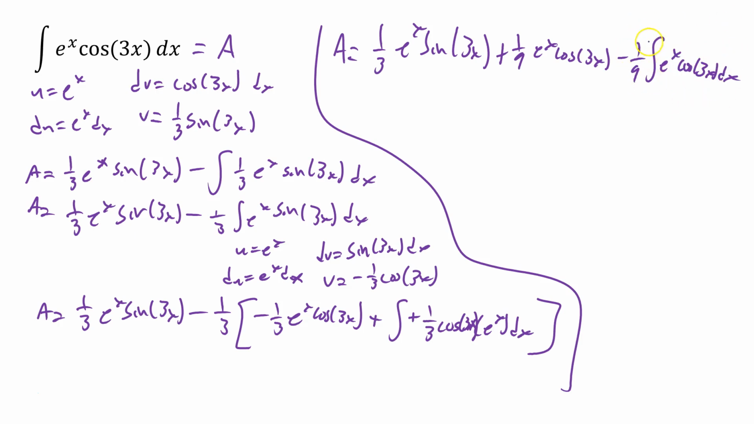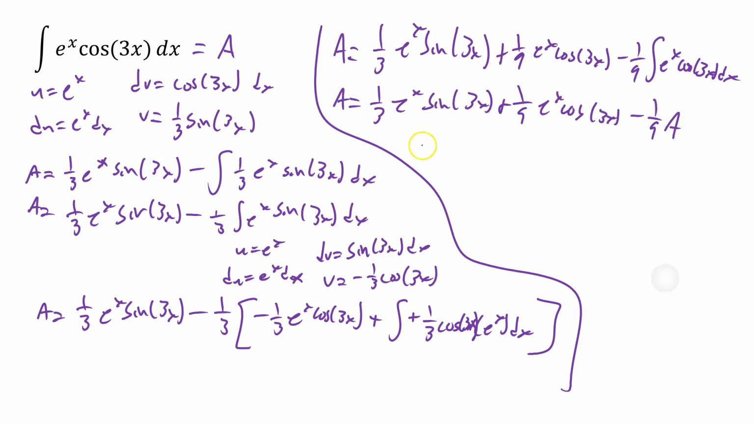So that is a, right? So right now I have a equal to 1/3 e to the x sine of 3x plus 1/9 e to the x cosine 3x, and then minus 1/9 a. So we're going to add a 1/9 of a to each side. I have 9/9 a over here. I'm adding one more, so I have 10/9 a equal to 1/3 e to the x sine of 3x plus 1/9 e to the x cosine 3x.